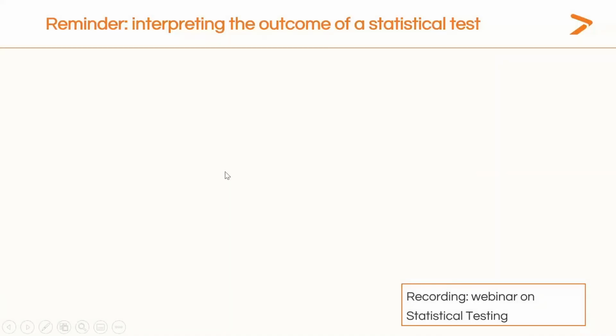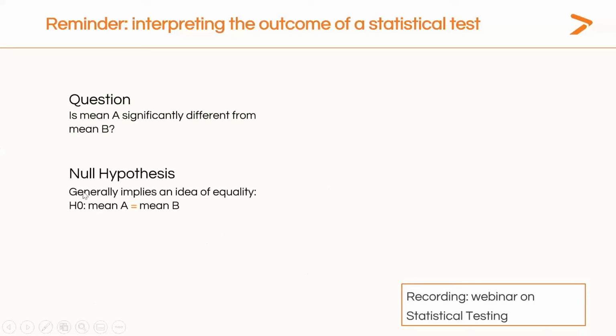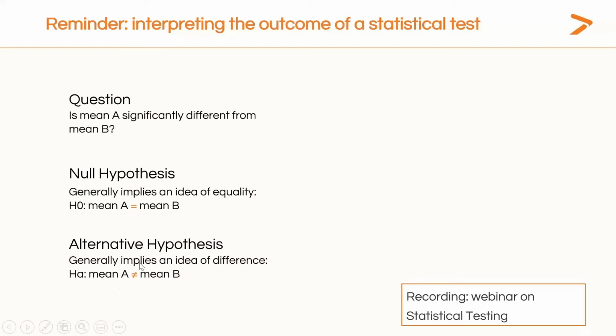So here's a small reminder on how to interpret the outcome of a statistical test. A statistical test usually helps answering a question whose answer is yes or no. For instance, is mean A significantly different from mean B? Is mean systolic blood pressure from the drug group significantly different from the mean systolic blood pressure from the second group? Statistical tests involve two hypotheses which are opposite to one another. The null hypothesis, which generally implies an idea of equality, so mean A equals mean B, and an alternative hypothesis, which generally implies an idea of a difference, mean A is different from mean B.